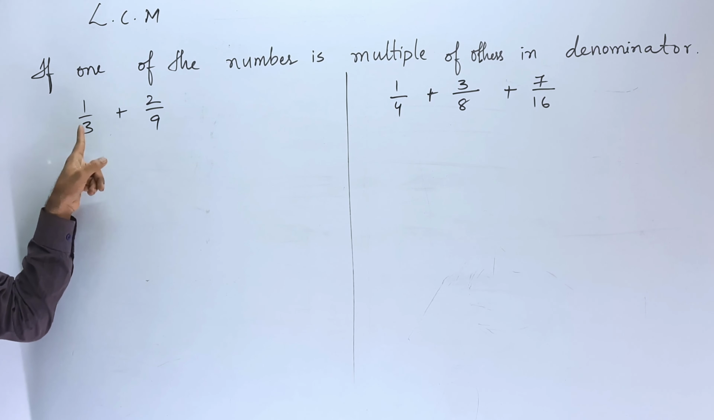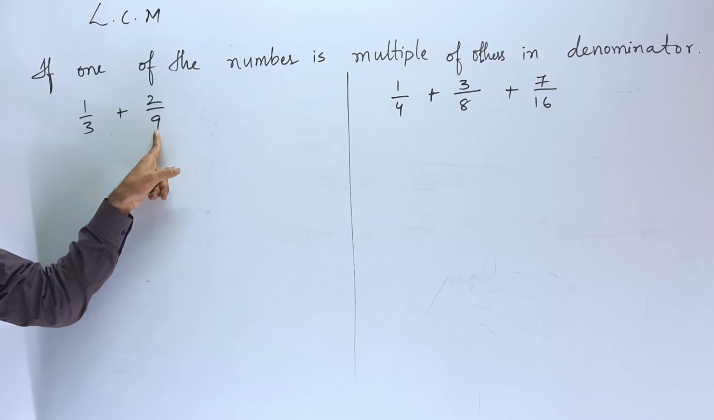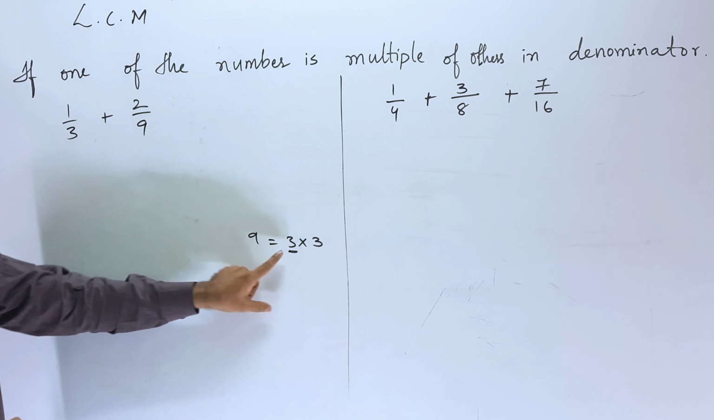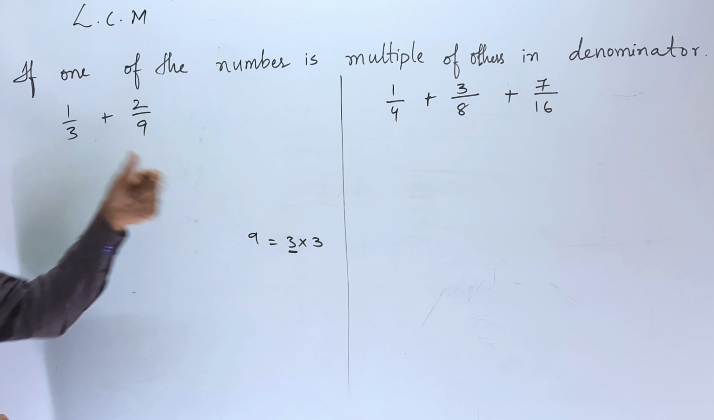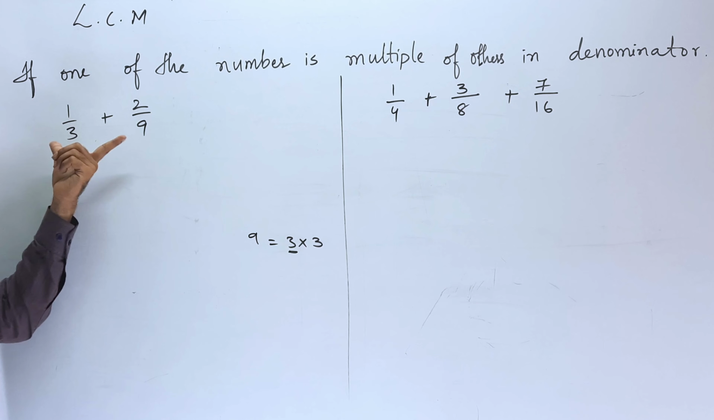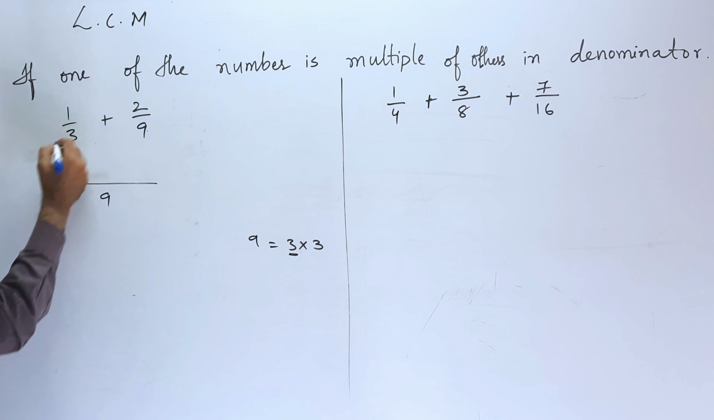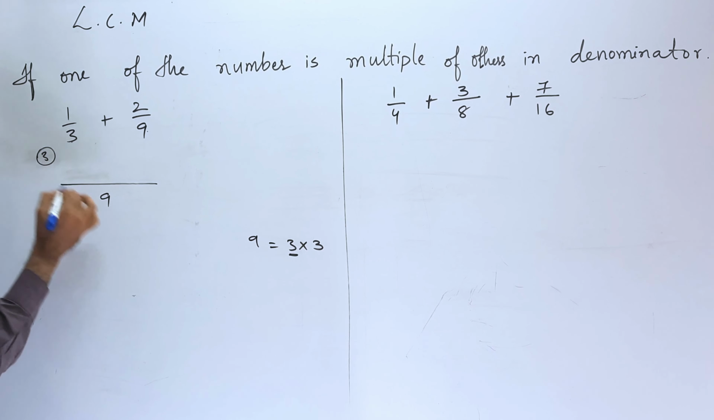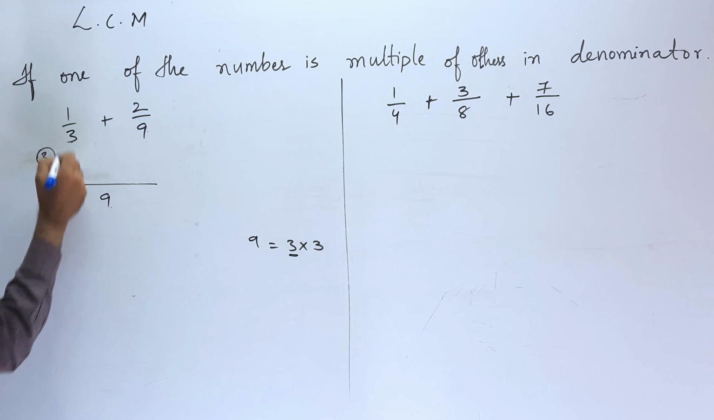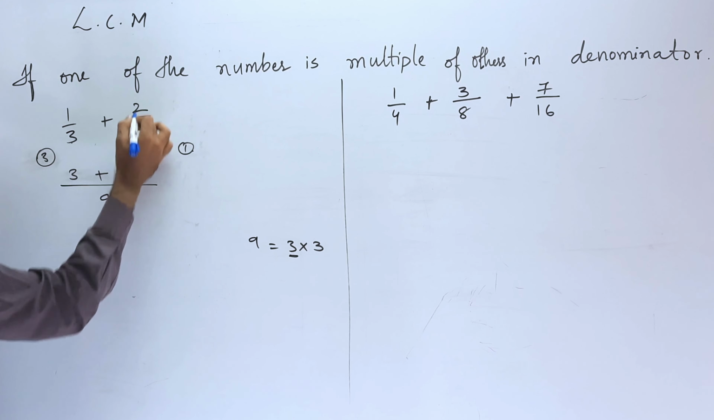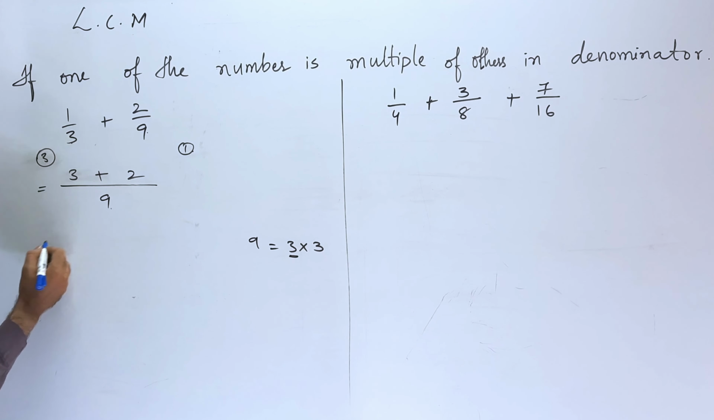3 ones are 3 and this 3 comes under 9. For 9 we can write 3 3s are 9. We can see 3 here. That's why we can say 9 is the LCM. So 9, 3 3s are 9. So 3 ones are 3. 9 ones are 9. 1 2s are 2. So 3 plus 2 is 5 by 9.